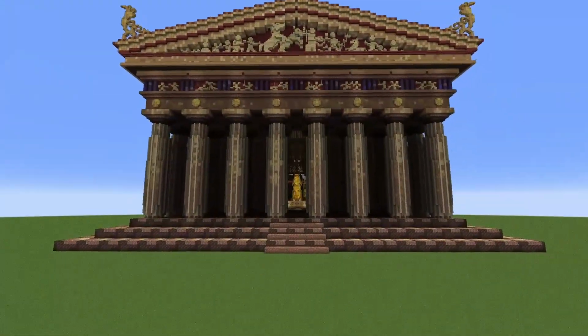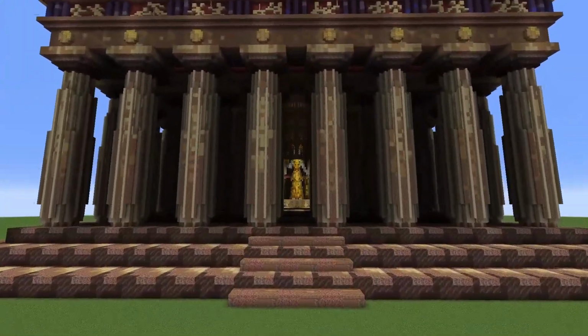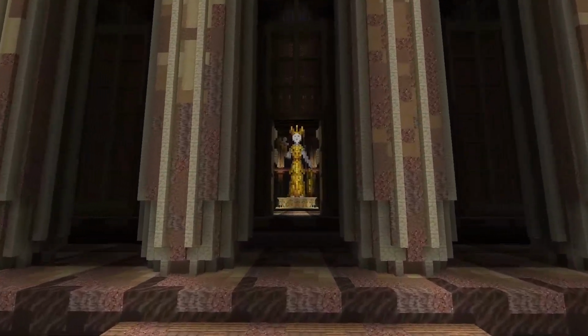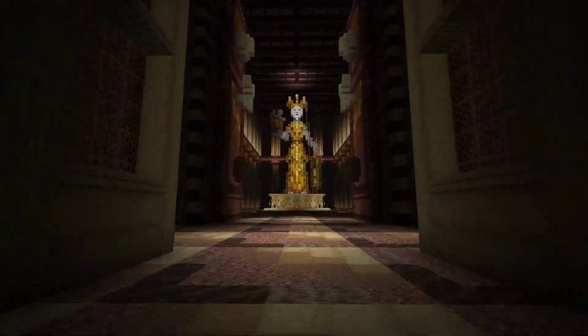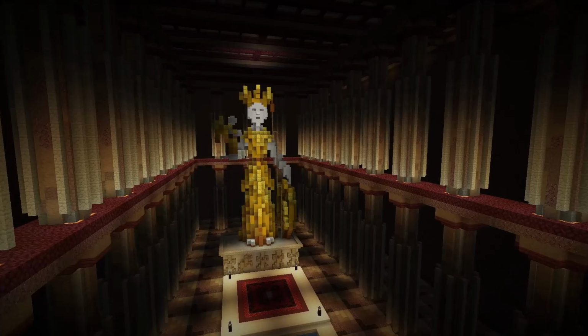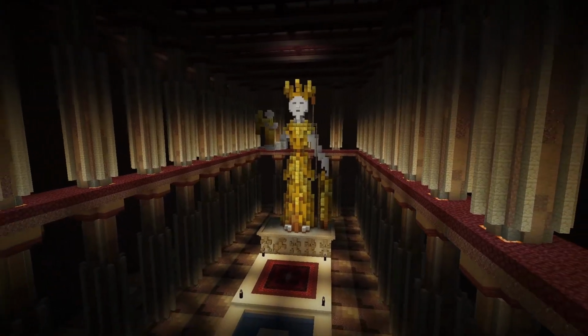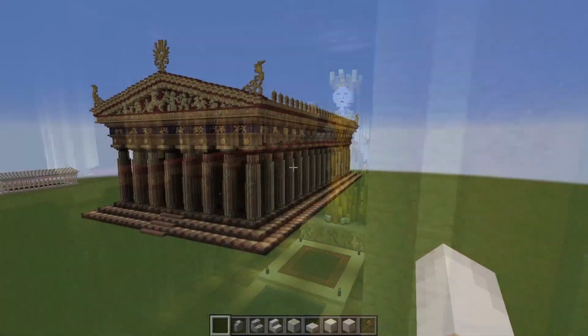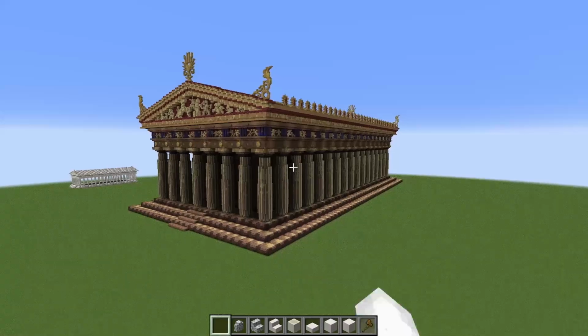Well, at least it did before it was defaced multiple times, and then some genius decided it would be a great place to store a bunch of gunpowder and the whole thing blew up. But that's beside the point. This is my attempt to recreate the temple to Athena in its original glory. So let's go ahead and talk about it.